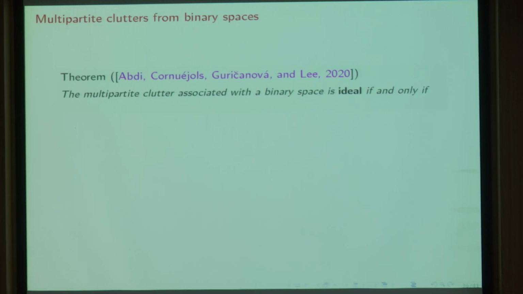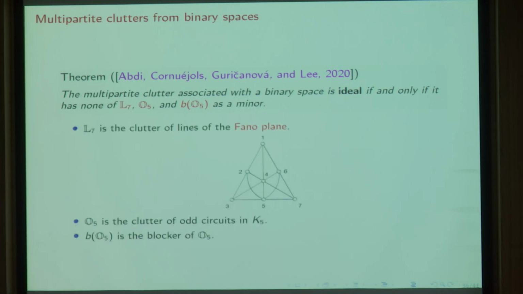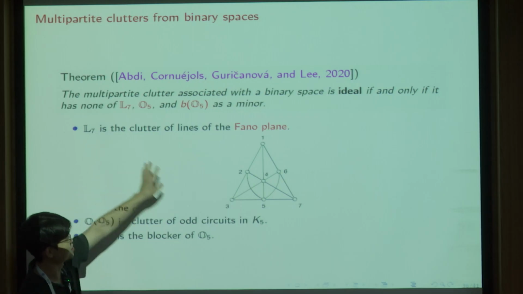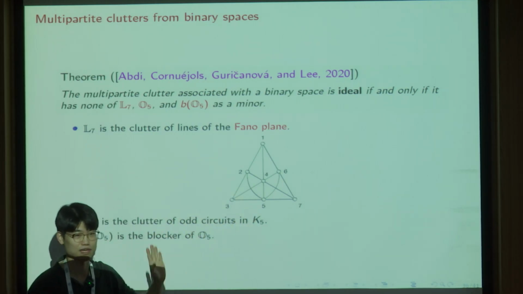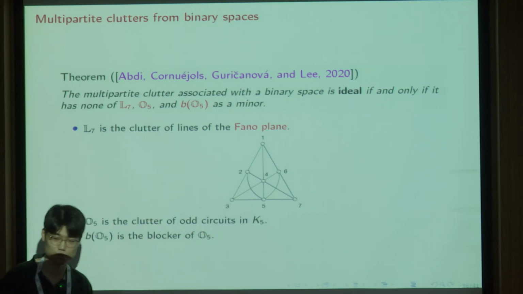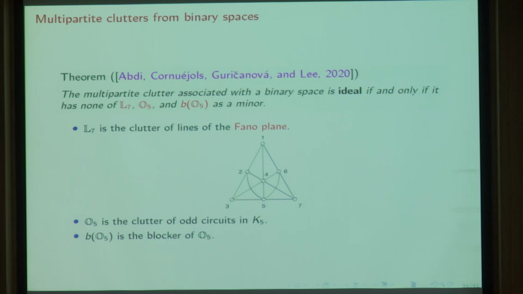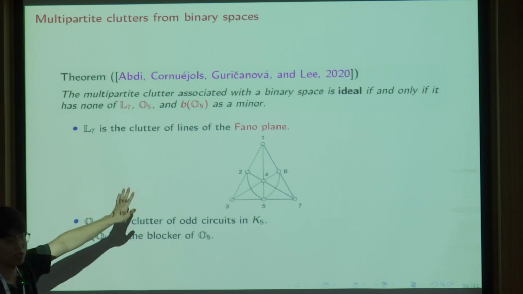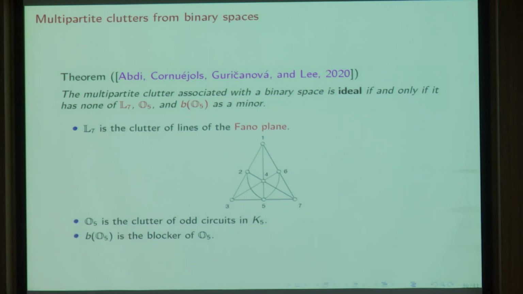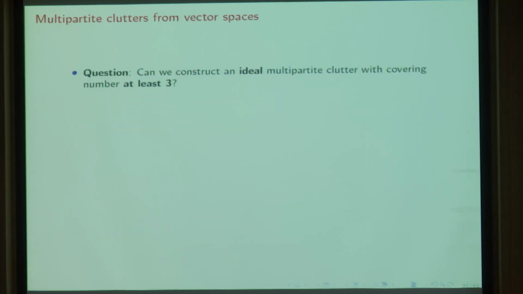So we proved the following about 5 years ago. The multipartite cluster that can be generated from this hypercube or binary space is ideal if and only if it has the following list of clutters as minor. You don't have to remember the statement. L7 is a 7-member family that corresponds to the lines of this Fano plane. And O5 is a clutter of all circuits of K5 and its blocker. We can characterize idealness of this multipartite clutter in terms of this excluded minor statement.